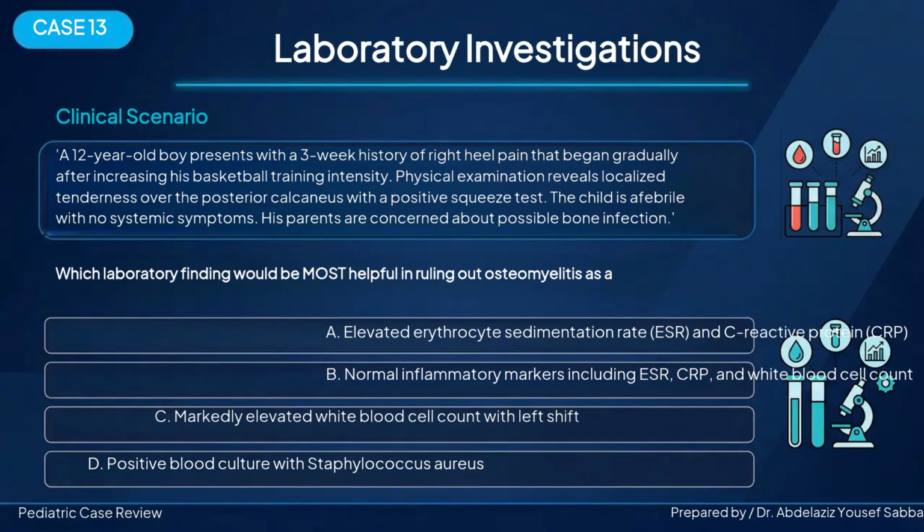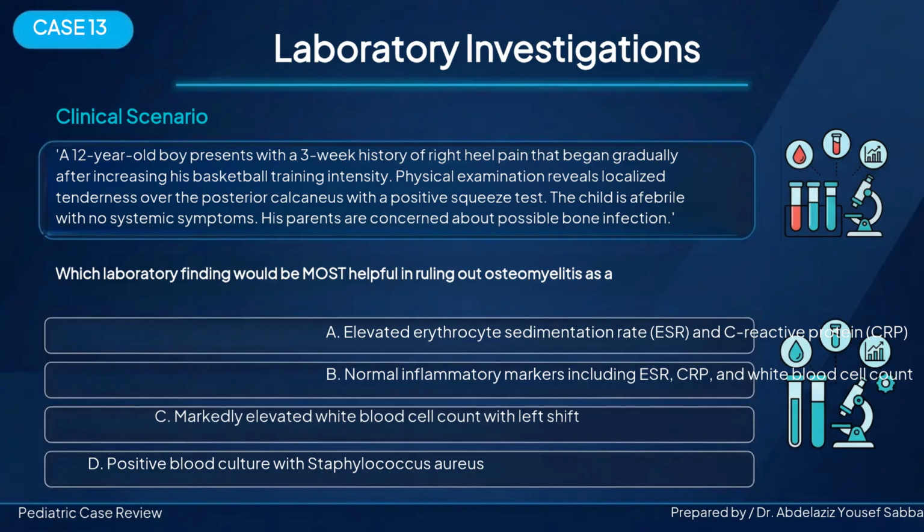Case 13. A 12-year-old boy presents with a 3-week history of right heel pain that began gradually after increasing his basketball training intensity. Physical examination reveals localized tenderness over the posterior calcaneus with a positive squeeze test. The child is afebrile with no systemic symptoms. His parents are concerned about possible bone infection. Which laboratory finding would be most helpful in ruling out osteomyelitis as a differential diagnosis?